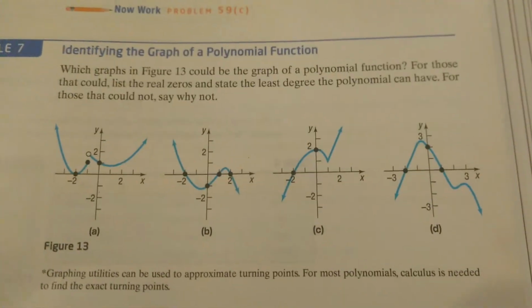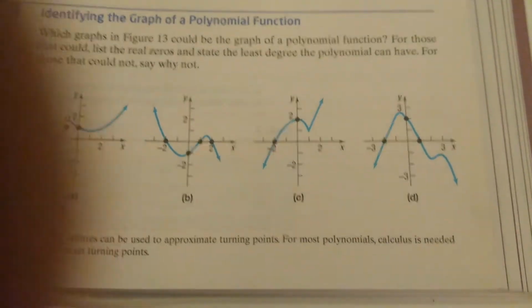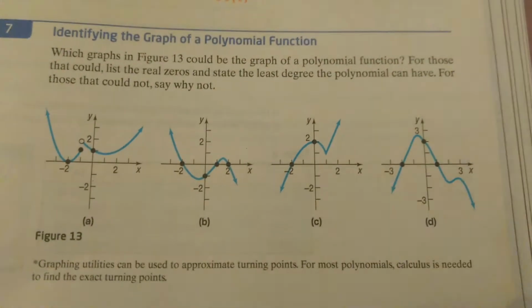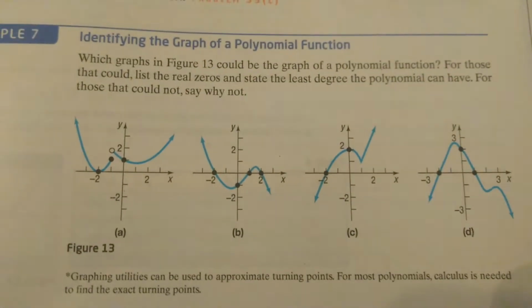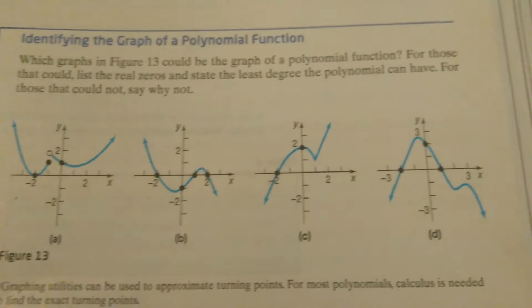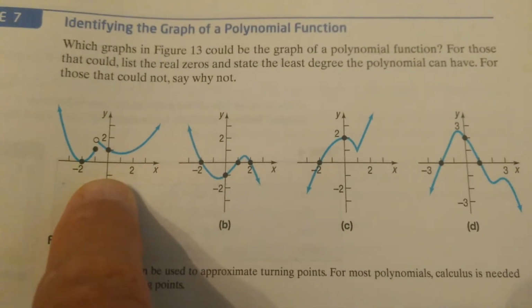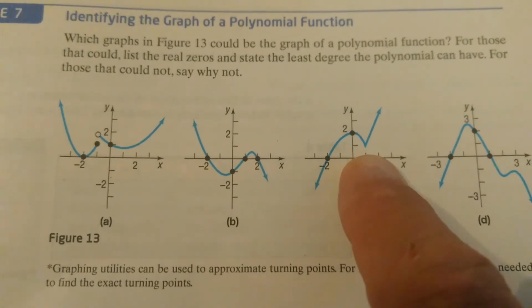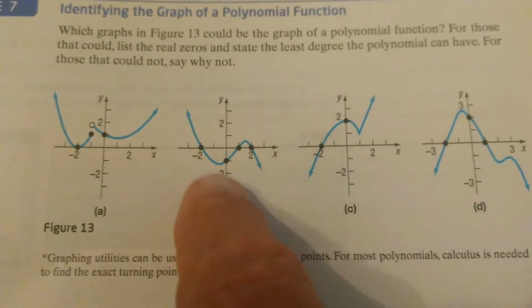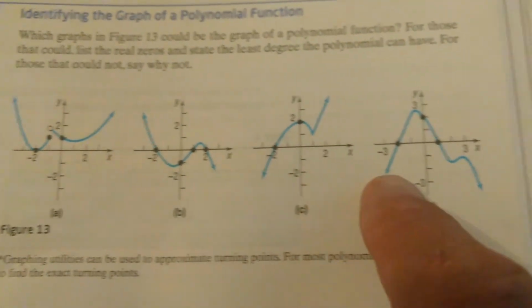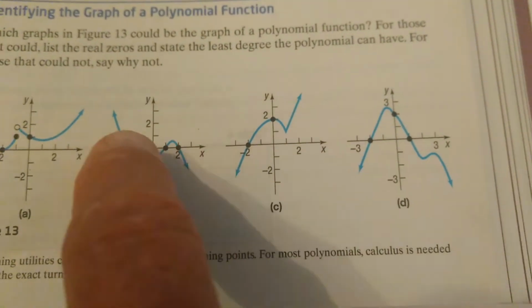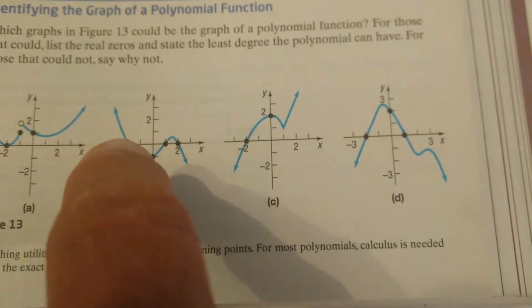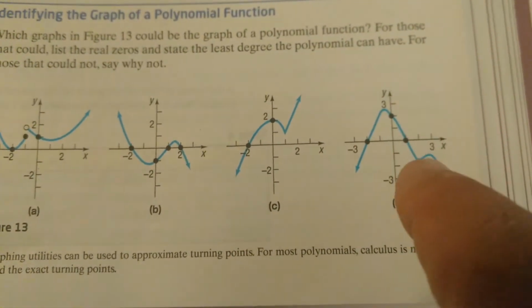This problem is asking us which graphs could be considered polynomial functions. Remember, polynomial functions are continuous. So this is definitely not a polynomial function. This is definitely not a polynomial function because of the corner there. This could be a polynomial function. This could also be a polynomial function. Continuous means that if I take my pencil, I can draw it without picking it up. I can draw this without picking it up.